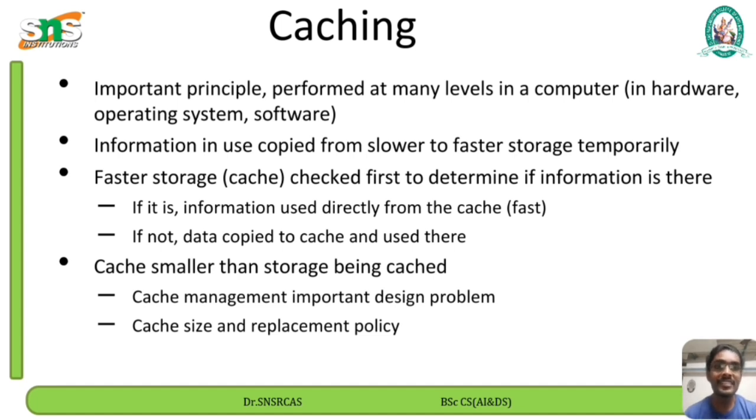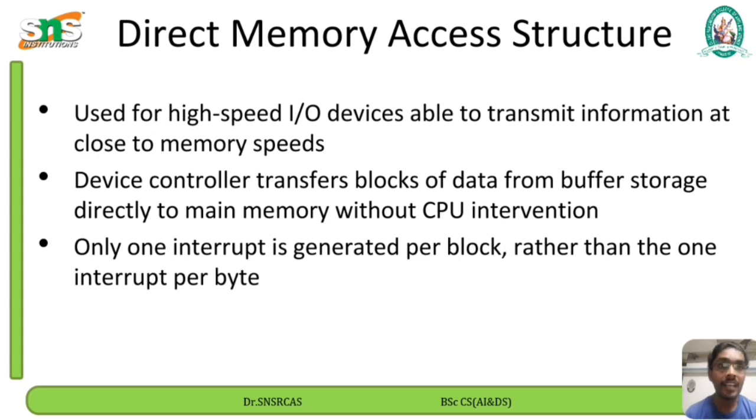Now we are getting into operating system operations, and into direct memory access, DMA. It is a high-speed I/O device that is able to transmit information at close to memory speeds. The device controller transfers blocks of data from buffer storage directly to main memory without CPU intervention. This is called direct memory access, without interruption of the CPU. Only one interrupt is generated per block of data transferred, rather than one interrupt per byte.